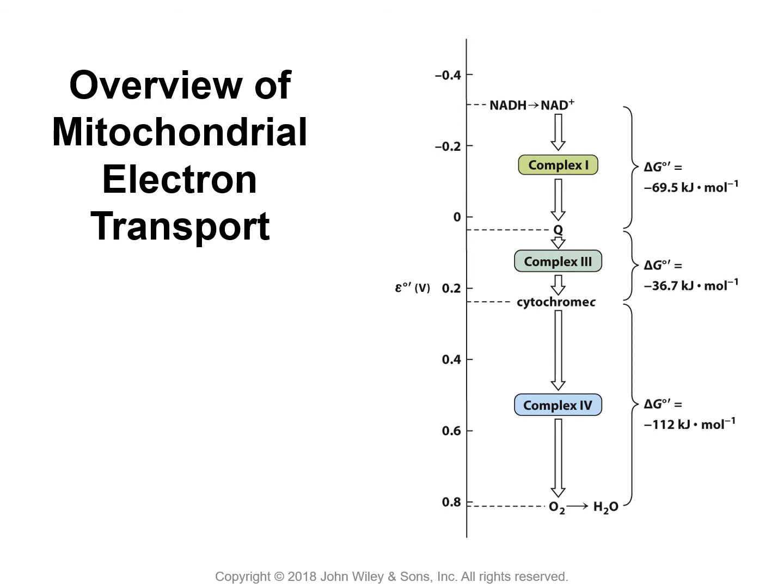Now, what you see right here is an overview of mitochondrial electron transport. The reduction potentials of the key electron carriers are indicated here. The oxidation reduction reactions are mediated by complexes 1, 3, and 4, and they release free energy.